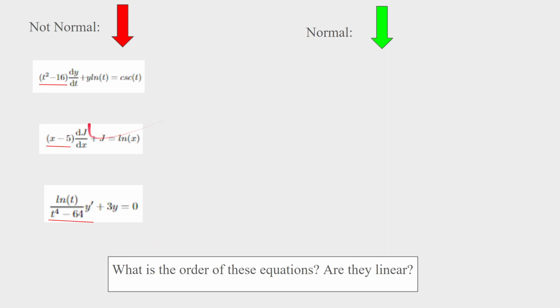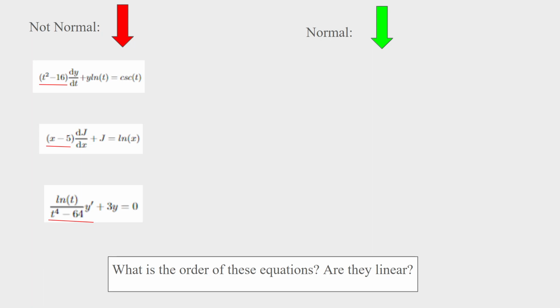Alright, so these are very obviously not normal, and I already underlined the coefficients you have to get rid of. Okay, so I want you to pause, actually. I can't pause, that makes no sense. You pause. I want you to bring these three into normal form, give me the order of the equations, and also tell me if they're linear or not linear. Pause, and if you forget how to do that, look at the previous video that I posted.